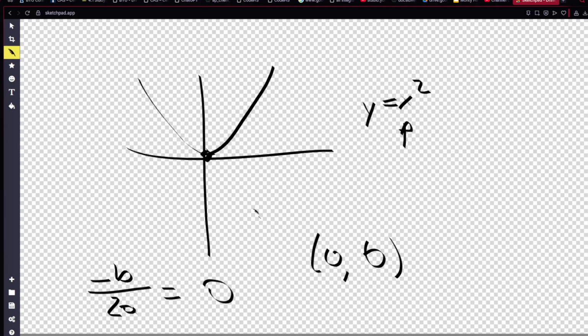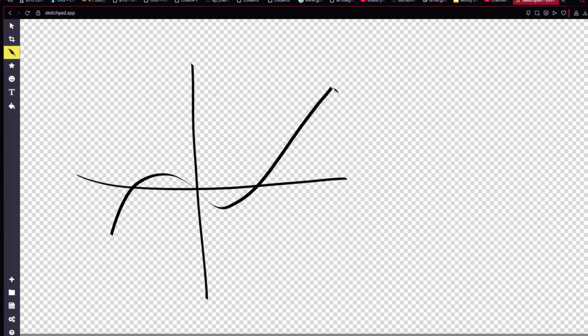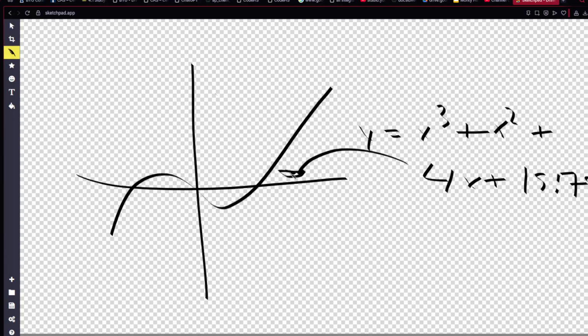But how would we find it algebraically for a tough function like, let's just say whatever this is, y equals x cubed plus x squared plus 4x plus 15.78. It'd be pretty hard. I'm not sure if this graph is actually accurate for this approximate polynomial, probably not, but something like that. How would you find the minima? Now, it gets difficult here.